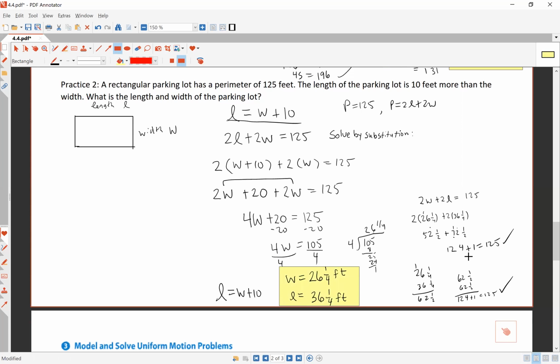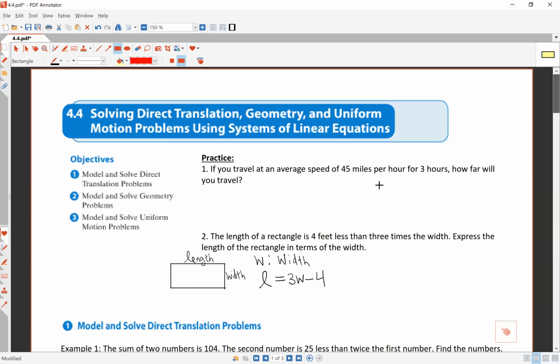This concludes the video for section 4.4, solving direct translation, geometry, and uniform motion problems using systems of linear equations. Objective 2, model and solve geometry problems.